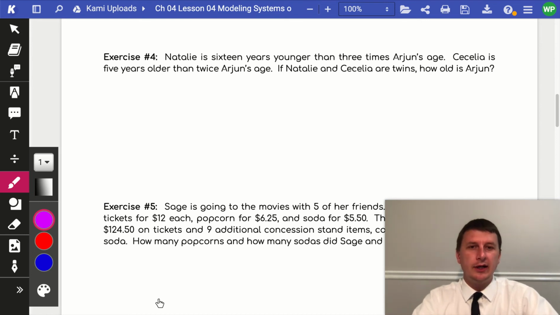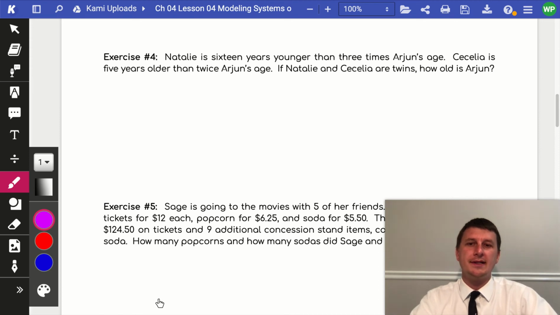We are continuing on with our modeling systems of equations lesson in Chapter 4, where we're setting up equations from word problems and then solving them using one of the three methods that we learned in lessons 1, 2, and 3 of this chapter.